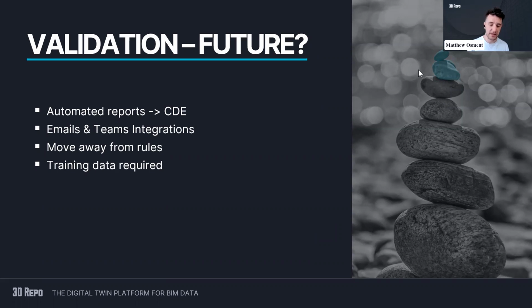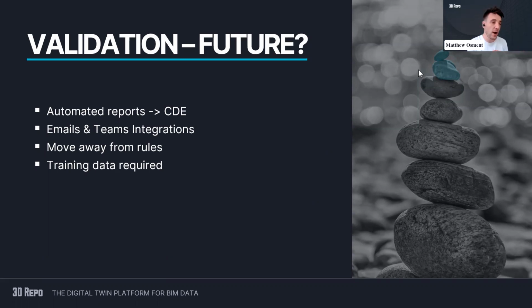And then while we're waiting, just a quick talk about where we could go with validation in the future. We want to be able to push those reports that we can create back into the common data environment potentially, so that weekly, or after that 2-weekly process, the report goes back into your common data environment. So you've got a record every 2 weeks of what happened, and whether the validation process was successful or unsuccessful. You can create emails and Microsoft Teams integrations to directly alert people if models have failed.